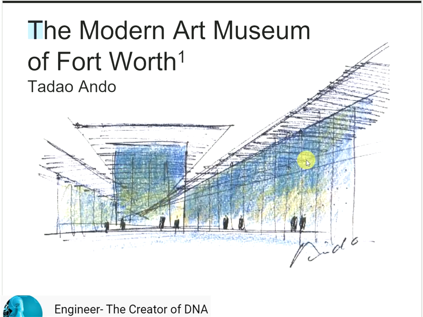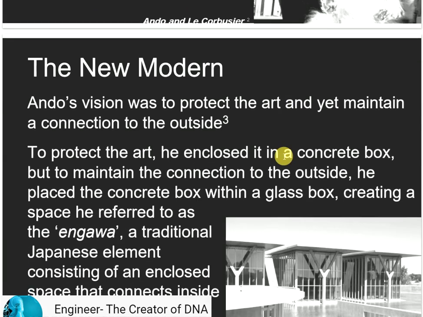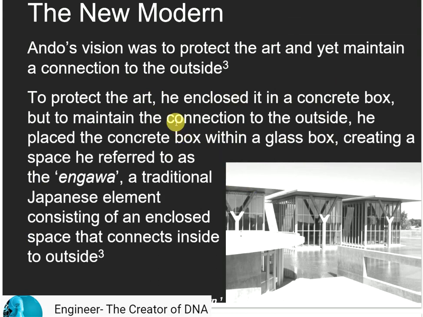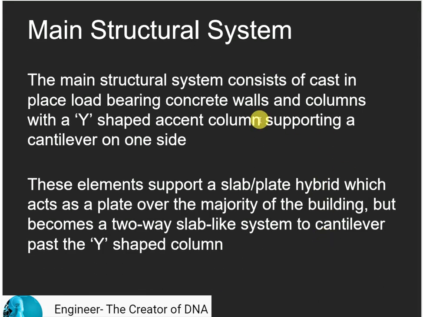So let me go to the topic. You can see this architect designed the proposal in 1997 and it was chosen in 1987, and it was a big new project, but that is not the important thing. They have a vision, as you can see here, and there are Y-shaped columns. They have a vision to connect the inside, outside, and the concrete boxes.